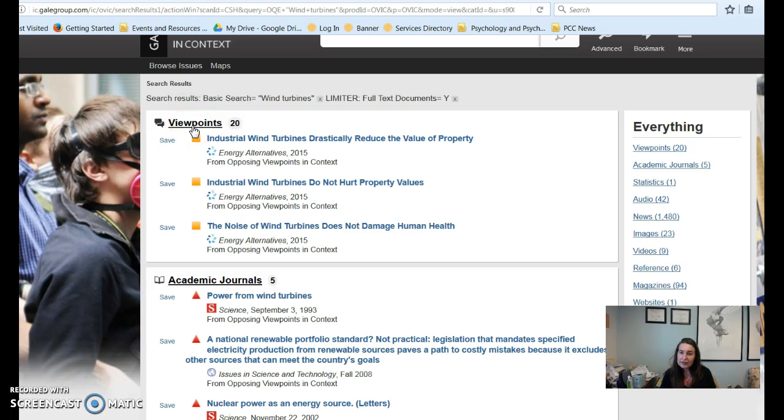So what's helpful with this database is that it offers things like viewpoints. They're kind of a regular person's point of view, but more of that journalist level point of view, someone who's looked into this a little bit, and not necessarily a guy on the street point of view. So it's going to be a little bit more informed.